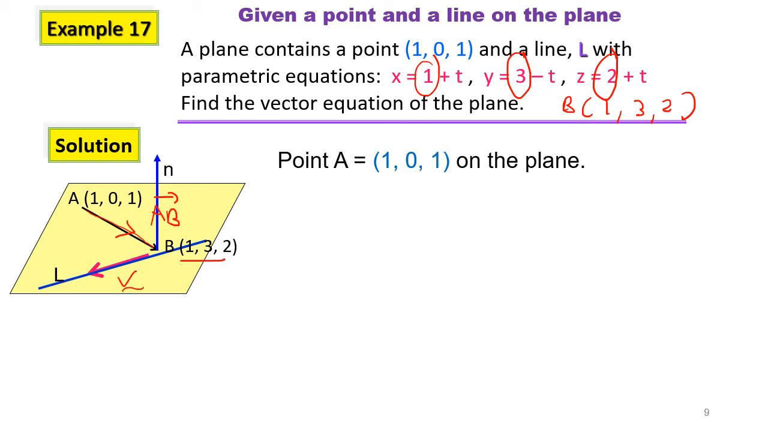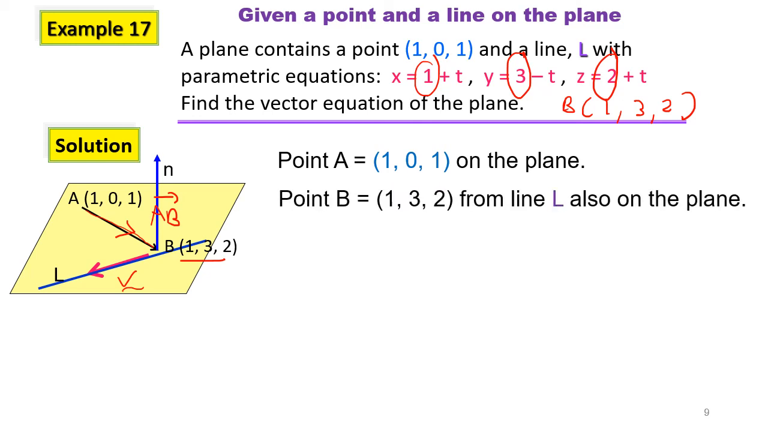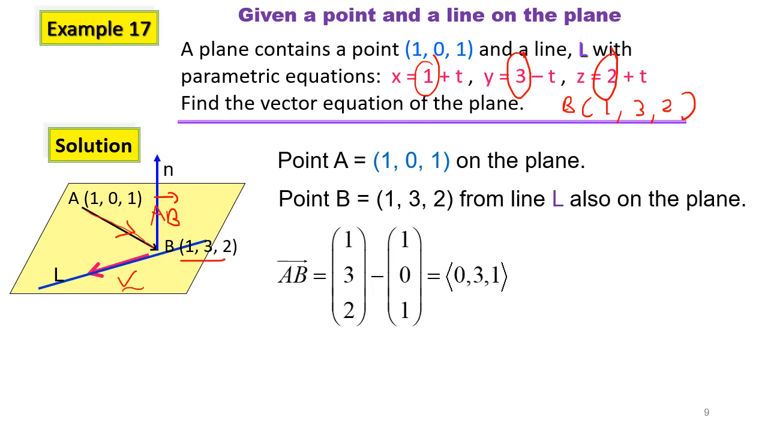So this is what we do. The first step, this point A is already on the plane. Point B is also on the plane because it is from the line, as I said earlier. So from these two, we will find out the vector AB. So the vector AB would be 0, 3 and 1.